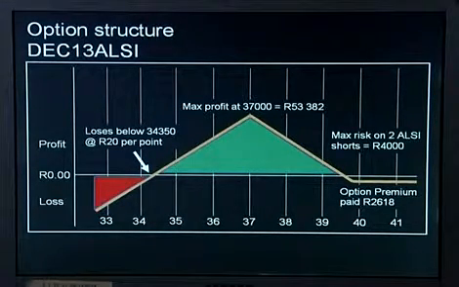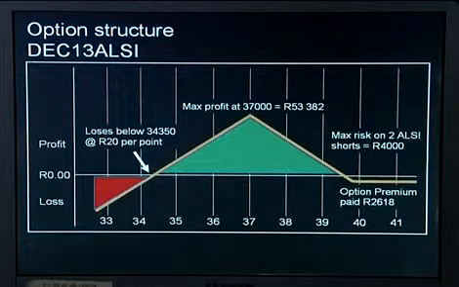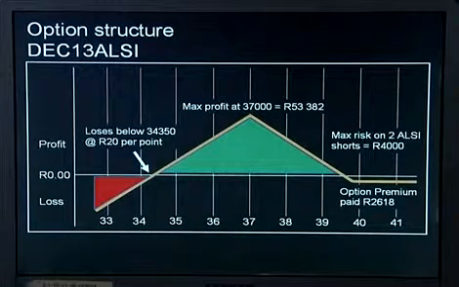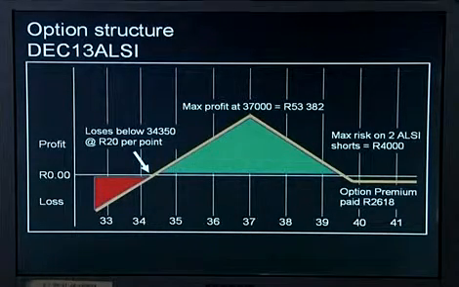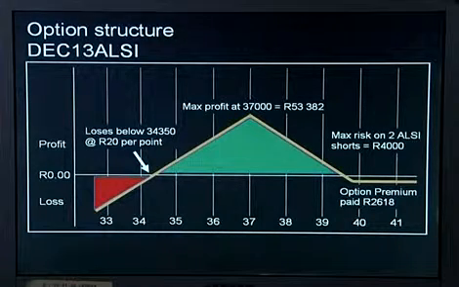Bear in mind, this is a December structure. It expires on the 19th of December. So it gives us around about 3 months' worth of time to have this structure in place. And it's great protection to have, and it's very cheap if you think about it.